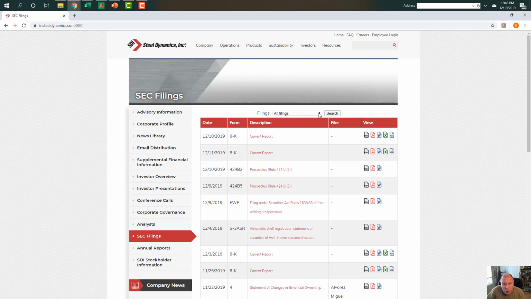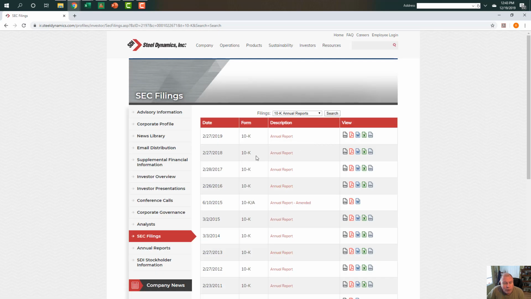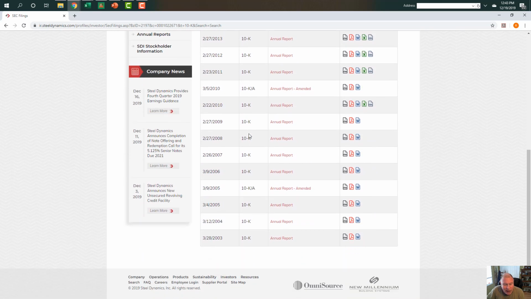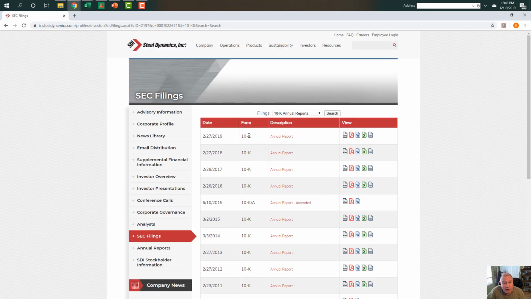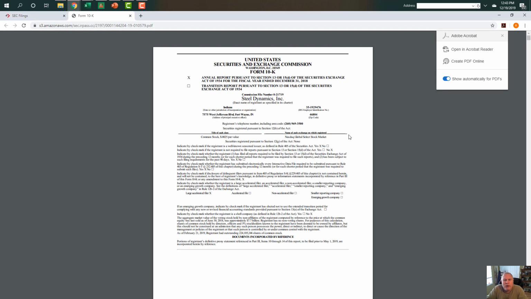As you can see, I'll put in annual filings, 10K, search, and we can see the 10K going back all the way to 2003. This is the most recent one, and what you can see is it's available in different formats for different purposes. When we're extracting data, we're going to use the Excel, but for what I want you to read, you really want to start with the 10K. And this is the 10K.